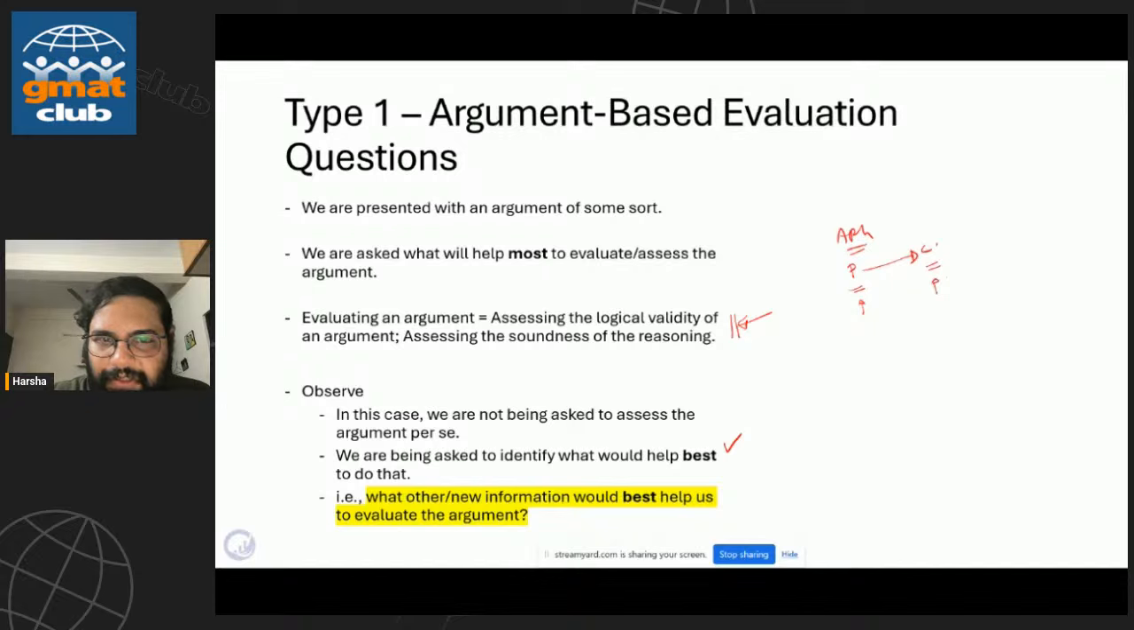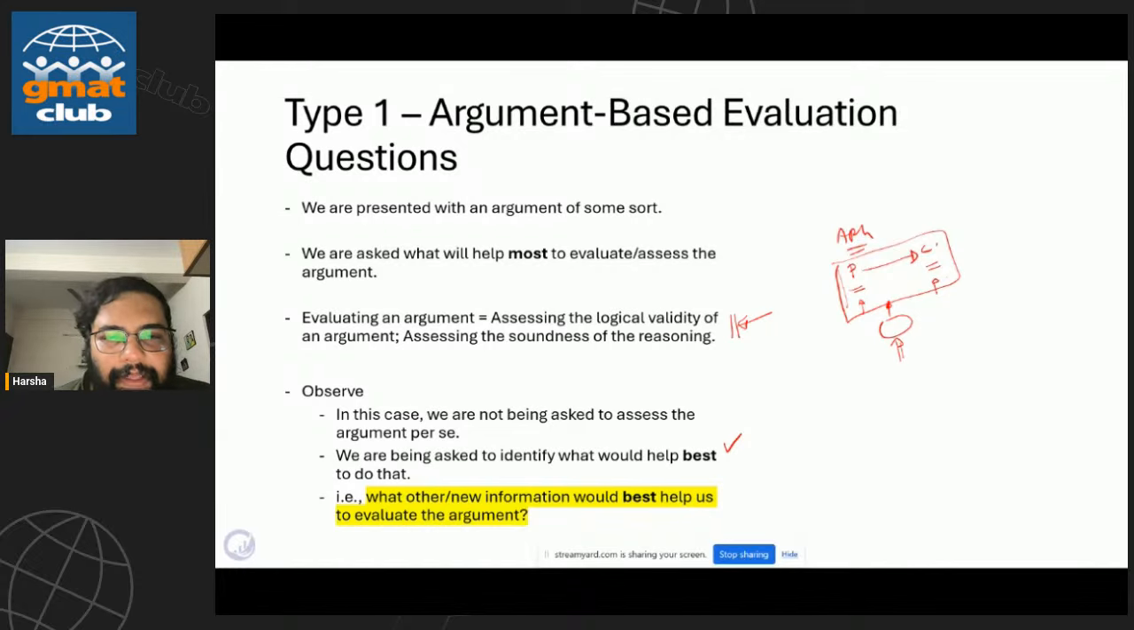Now, what are we asked to do? What is that one piece of information among the choices that will help you the most in figuring out whether this is a good argument or a bad argument? I hope the idea of argument evaluation is very, very clear. If any doubts, please jump into the chat and let me know.